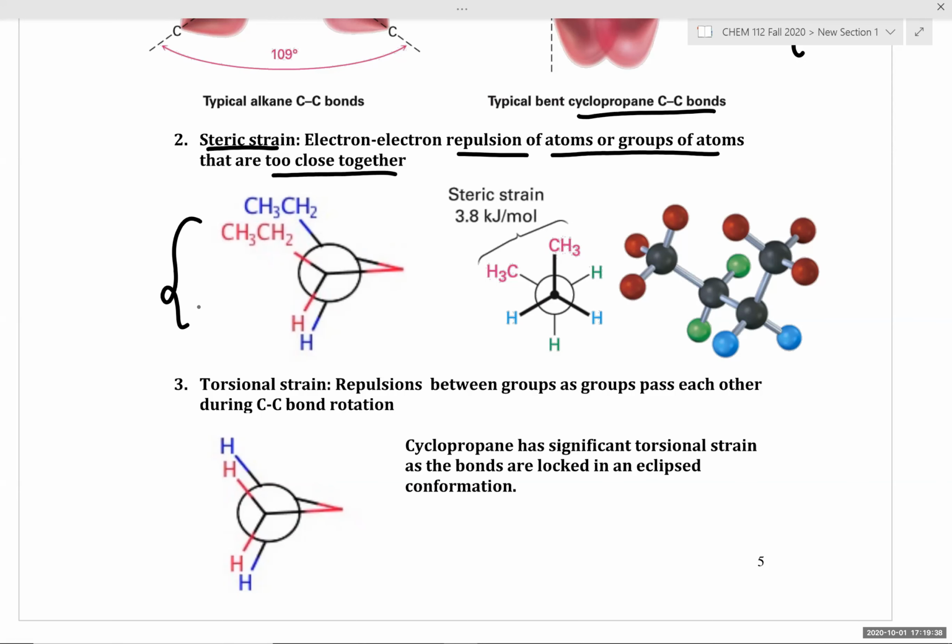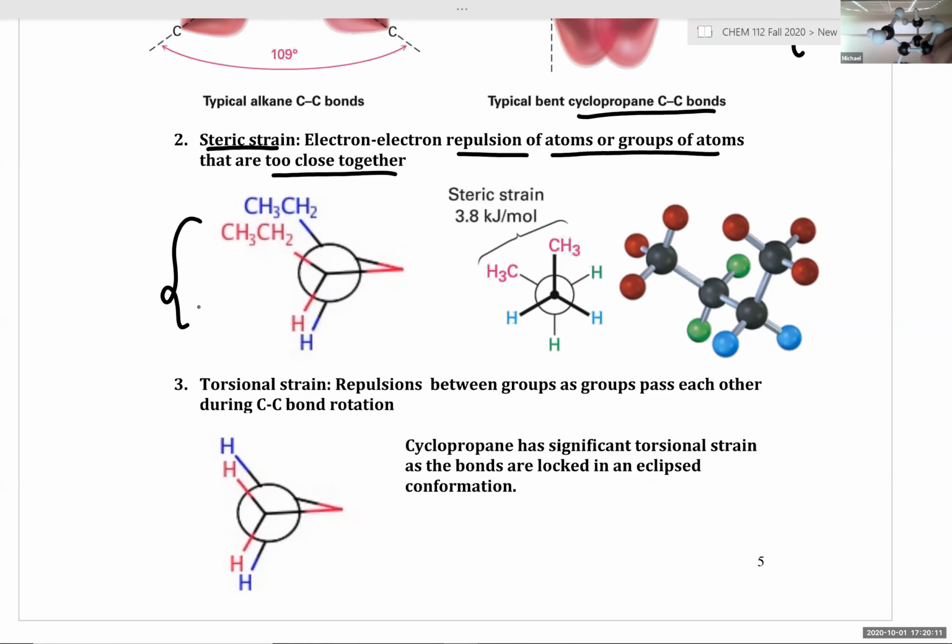Now, this is particularly problematic in this case because if we apply what we've learned from our chapter on Newman projections, we see that there's a pretty substantial steric interaction. So if we look at our molecule, does everyone see our two alkyl groups in our cyclopropane ring?